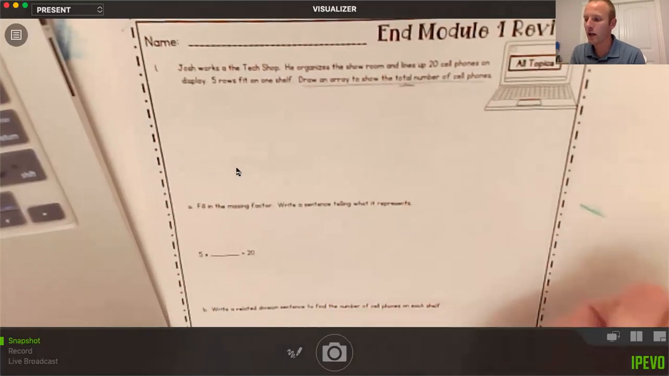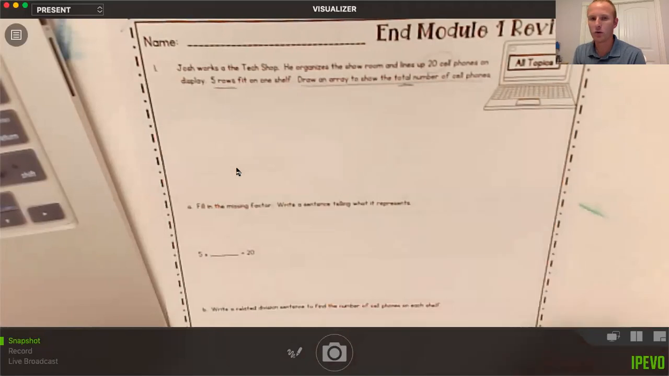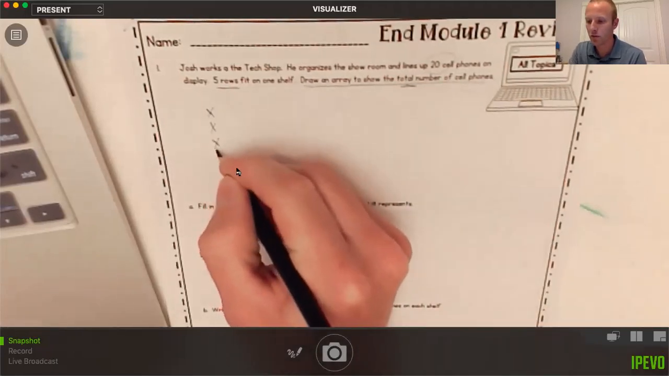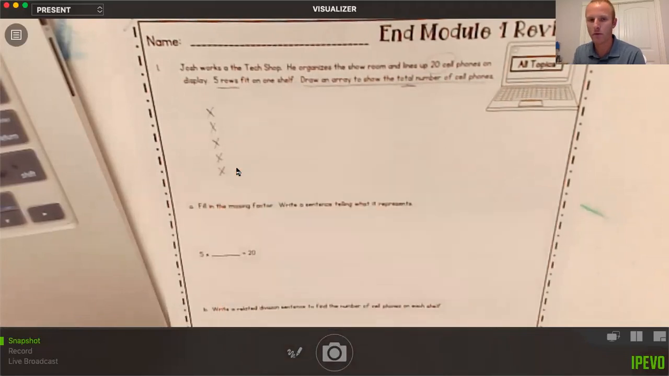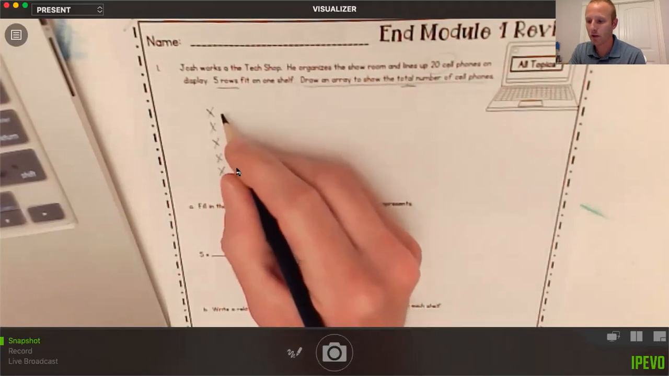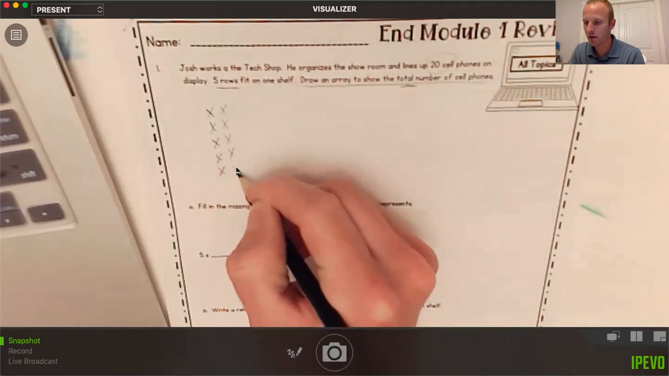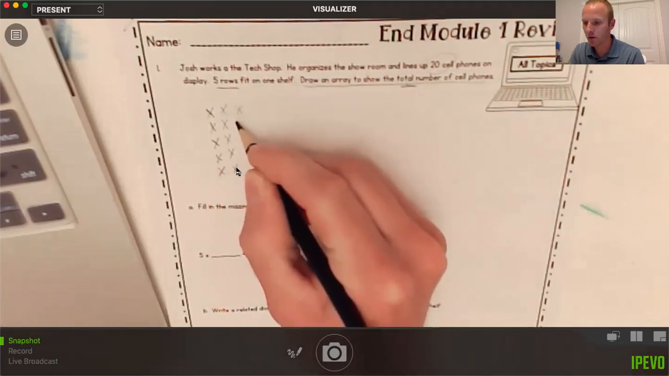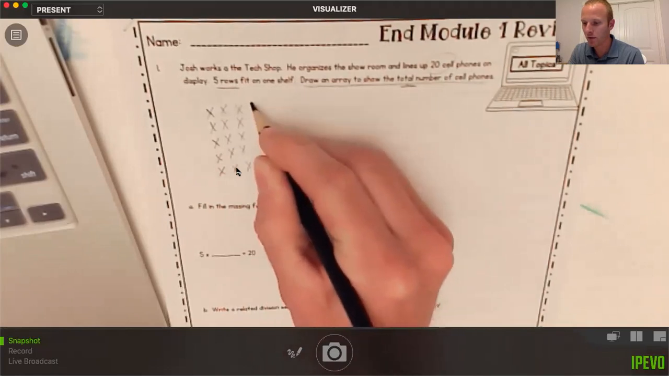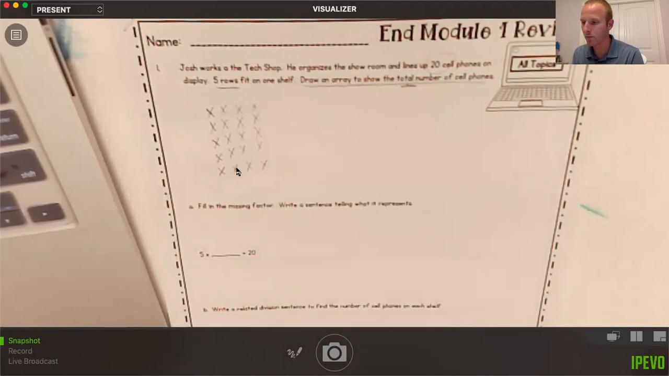So we know that he has 20, and we know that there are 5 rows. So I'm going to make 5 rows, 1, 2, 3, 4, 5. And now I'm going to keep going until I get up to 20. 6, 7, 8, 9, 10, 11, 12, 13, 14, 15, 16, 17, 18, 19, 20.